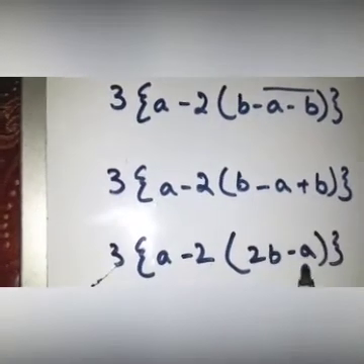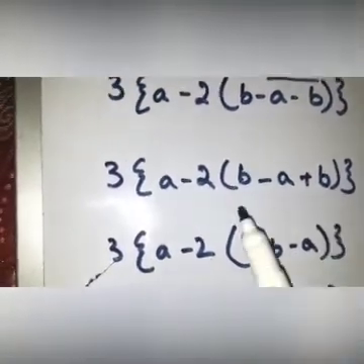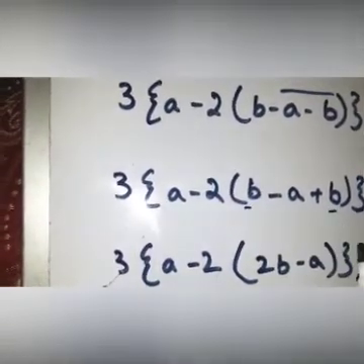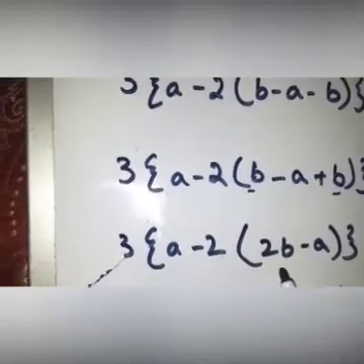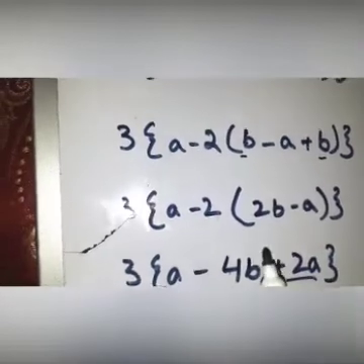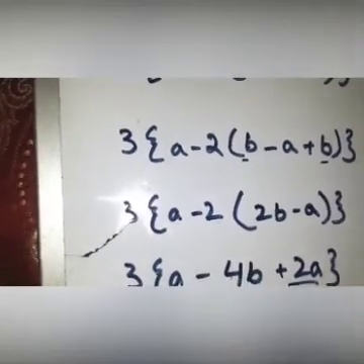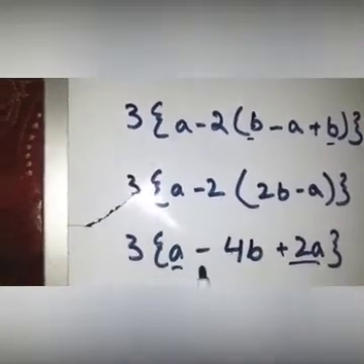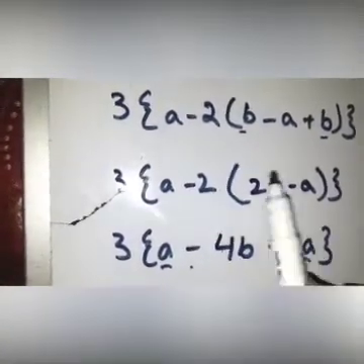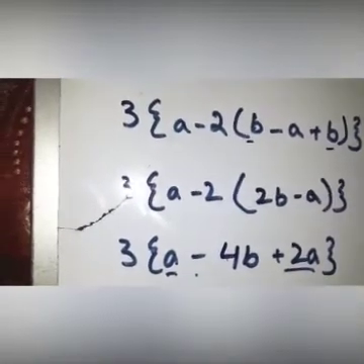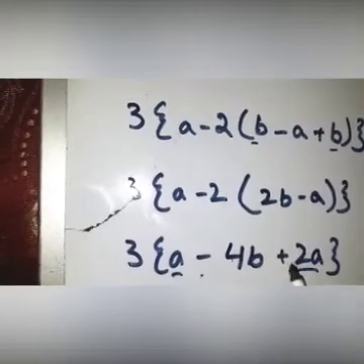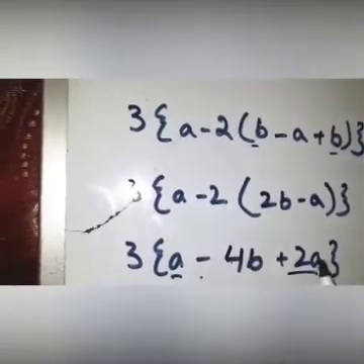Then in the next line, what will you do? You will solve this bracket. This b and this b will be solved. Plus plus plus is equal to 2b minus a. Then in the next step, you will open the bracket. After writing the half question, there is no symbol, it means this 2 is multiplying with this bracket. 2 times 4, 4b minus plus minus minus plus 2a.